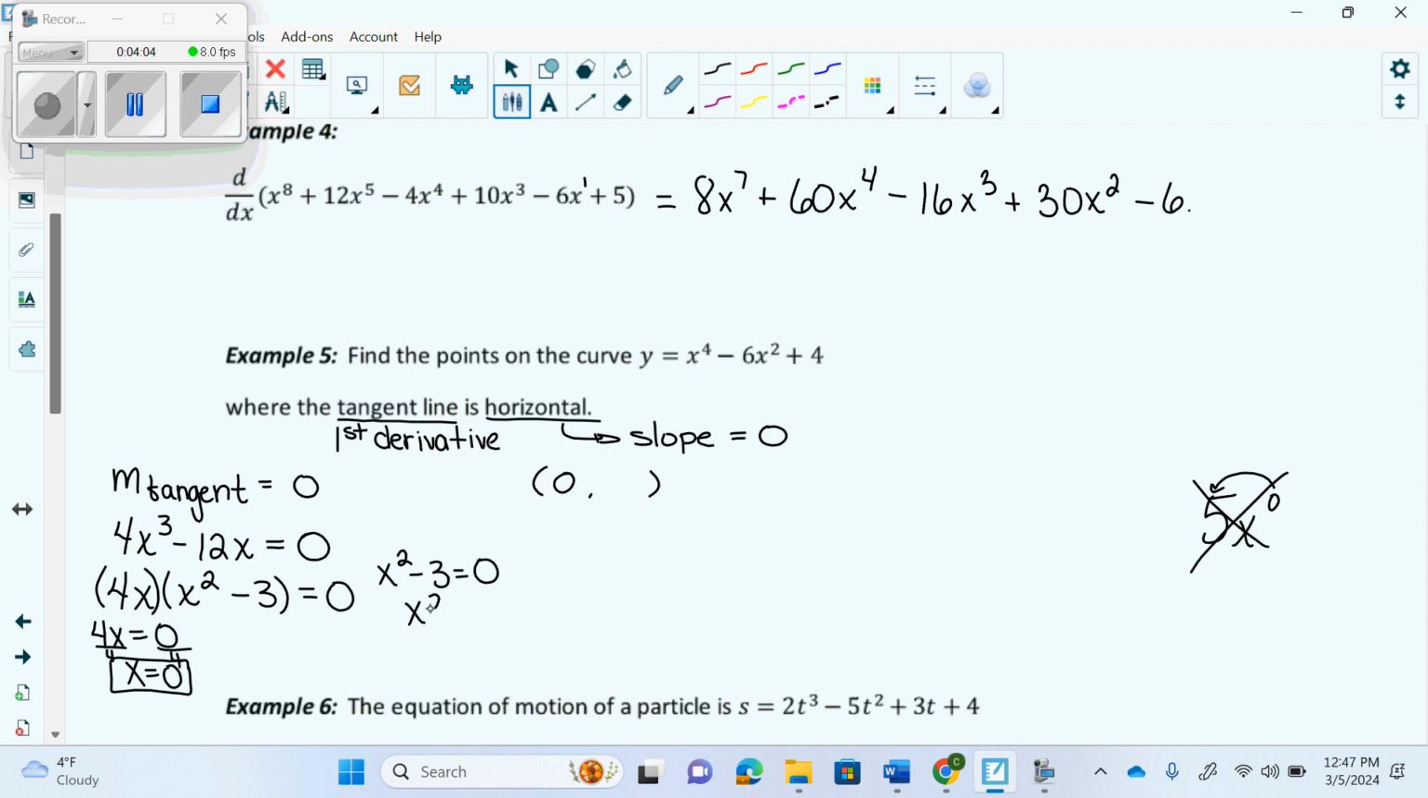X squared equals 3. Then I take the square root. And I know in grade 11, no matter what teacher you have, you are taught that when you do this physical movement, what do you have to remember to do? Plus or minus.